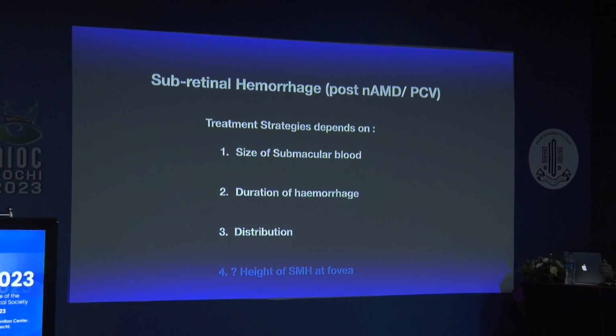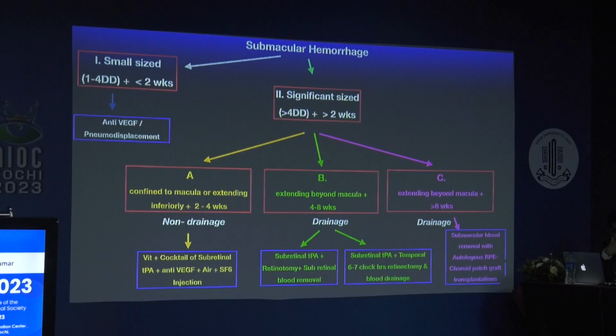We should know the principal causes of subretinal hemorrhage, as the treatment strategy depends on them. I am talking about neovascular AMD, post neovascular AMD, or PCV induced hemorrhage. Not talking about post traumatic hemorrhage or something else. Treatment strategy depends on the size, duration and distribution, and these are the three principal factors. The height of the submacular hemorrhage at the fovea also has a doubtful role.